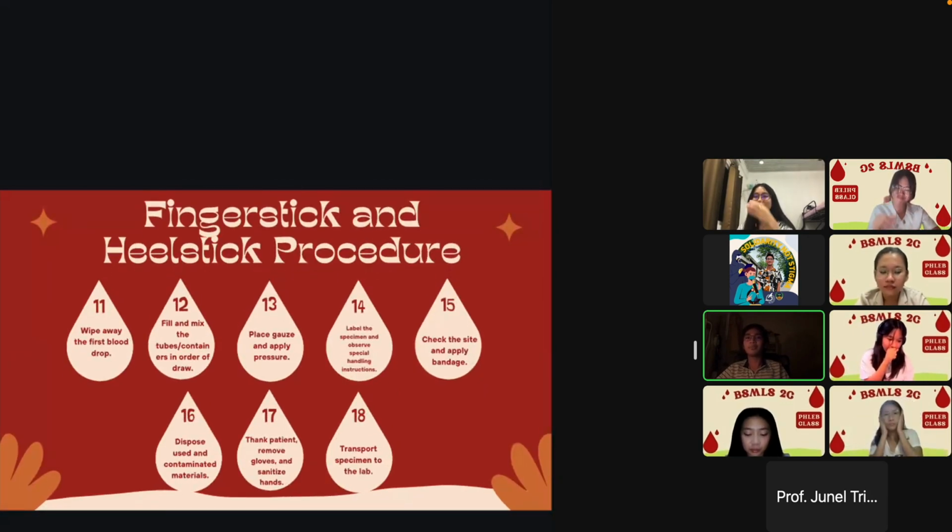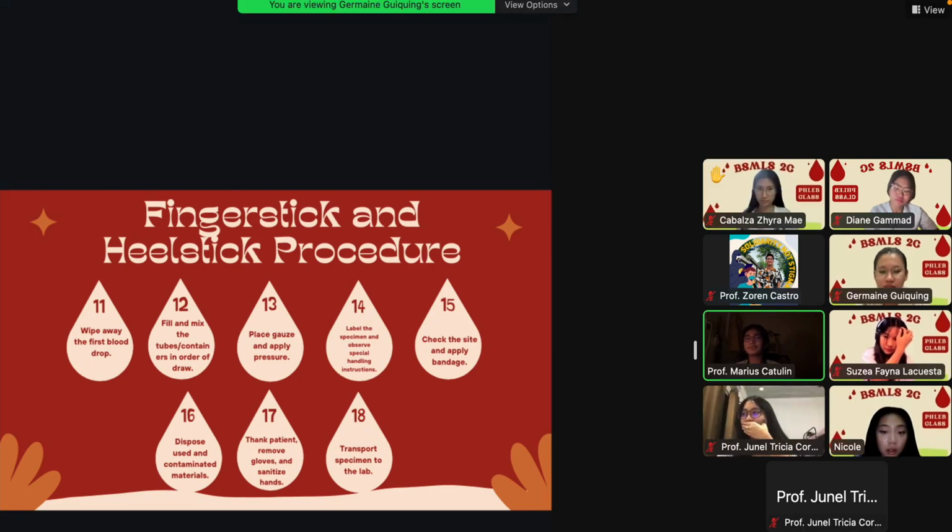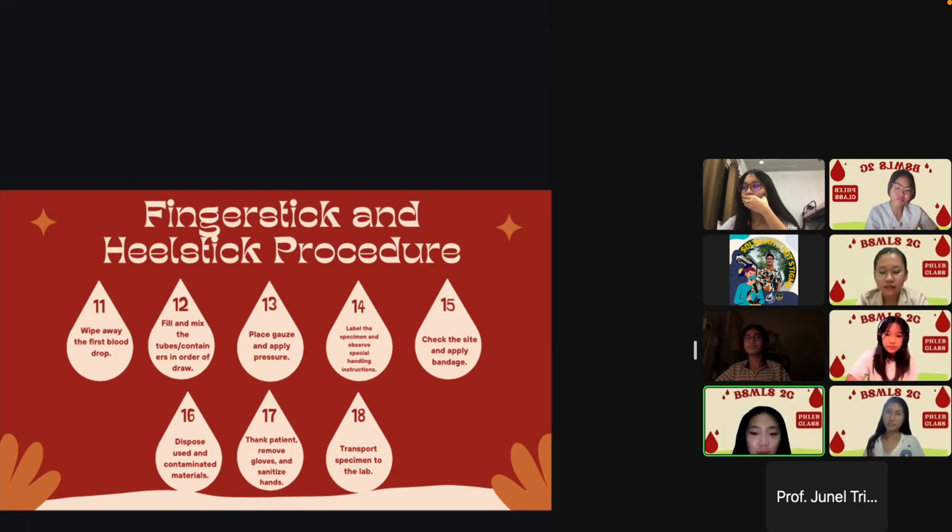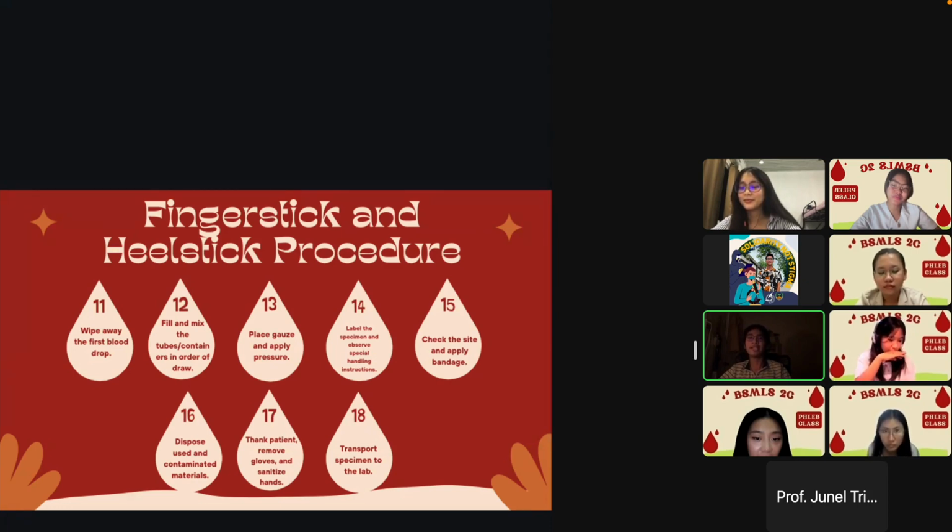Wipe away the first blood drop. So guys, may tanong ako, bakit kailangan natin wipe away yung first blood drop? Anyone? Sir, kasi it's possible po na makontaminate ng tissue fluid yung specimen po. Yes, so tama si Nicole. So aside from that, may possibility kasi na yung ethyl alcohol natin kanina is ma-contaminate yung drop of blood natin. So as much as possible, kailangan mina-wipe away natin yung first drop of blood. And yung kinukuhanan natin is yung consequent na drop of blood.